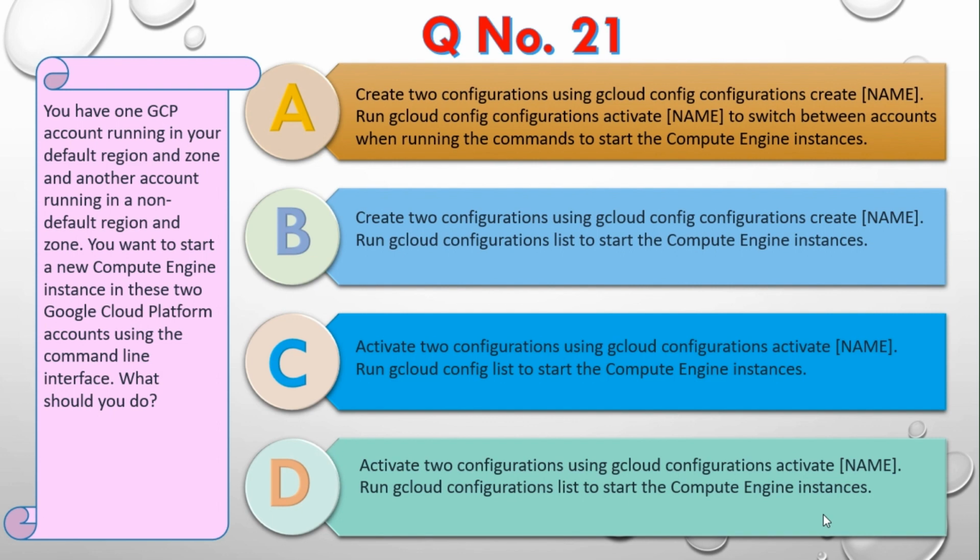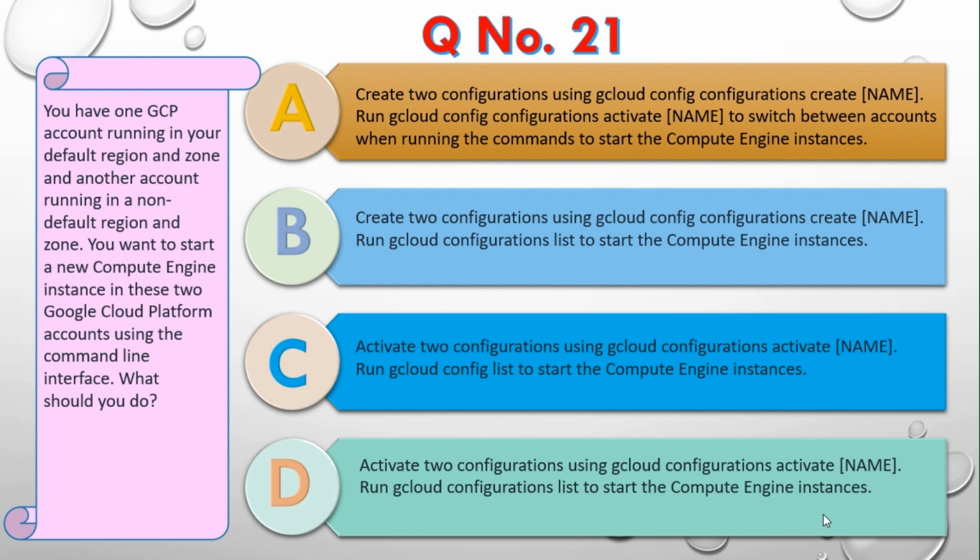Option A, create two configurations using gcloud config configurations create name, run gcloud config configurations activate name to switch between accounts when running the commands to start the Compute Engine instances.